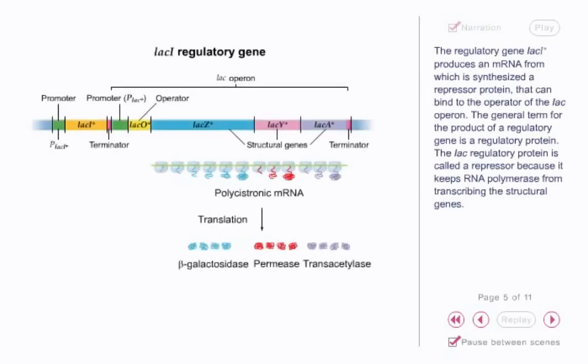The regulatory gene LacI+ produces an mRNA from which is synthesized a repressor protein that can bind to the operator of the lac operon. The general term for the product of a regulatory gene is a regulatory protein. The lac regulatory protein is called a repressor because it keeps RNA polymerase from transcribing the structural genes.